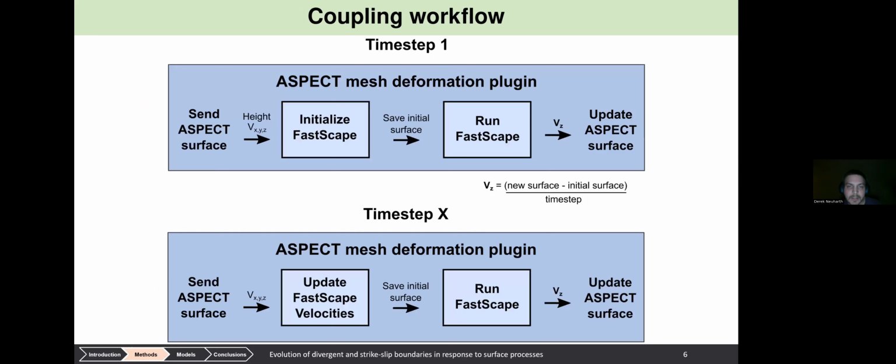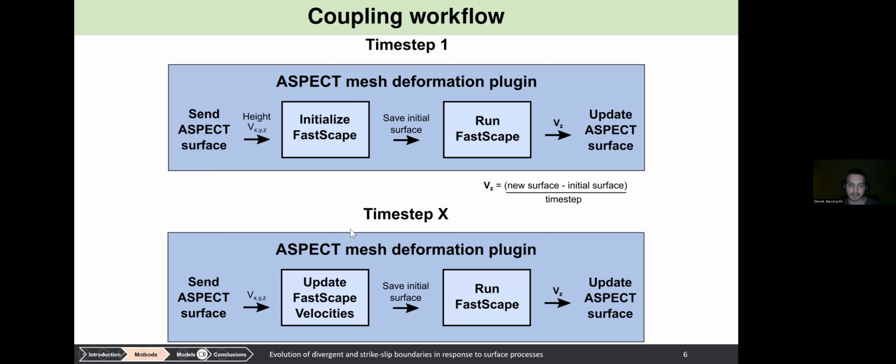So to talk a little bit about how it works, it depends a little bit on which time step. On the first time step, the first thing that we'll do is get the height and the velocities from ASPECT, and we'll send these to and use them to initialize FastScape. Once we have this, we'll save this initial surface, and then we'll run FastScape with all these routines. After this, we'll compare the difference between the new surface and the initial surface and divide it by the ASPECT time step to get a Z velocity for all these locations. And then we'll use this to update the ASPECT surface so that it matches what FastScape has.